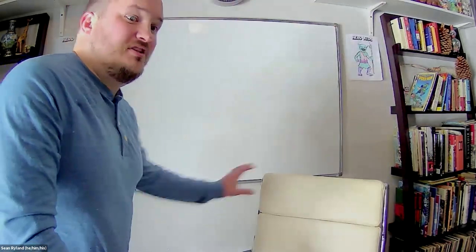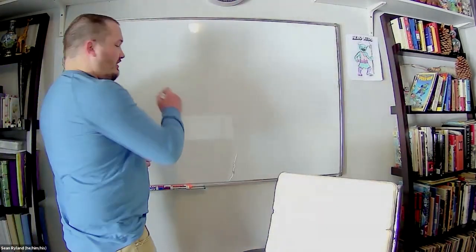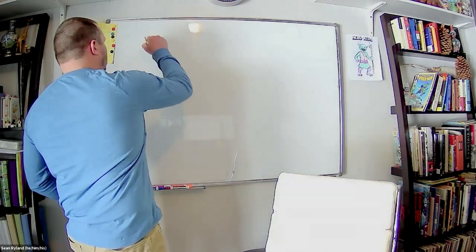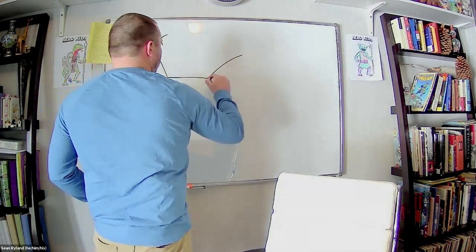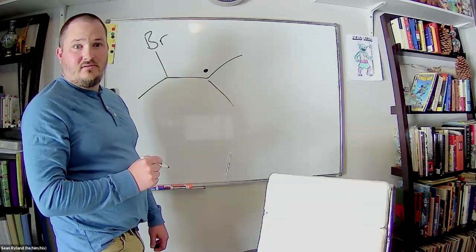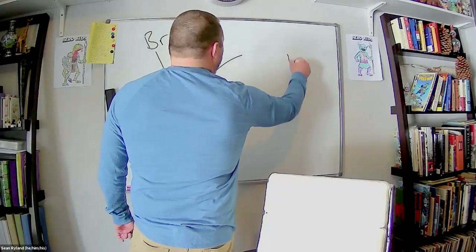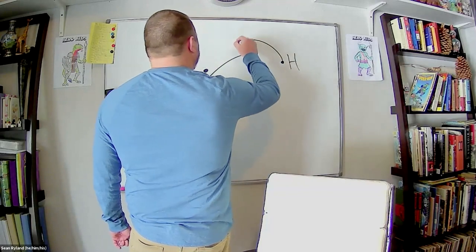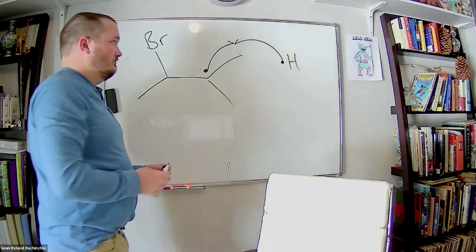This is the one they remember. The reason that this one goes anti-Markovnikov is because it pulls the bromine and makes the bromine bond first. So your termination step, you would still have a tertiary radical, but it would look like this. Terminate with a hydrogen, maybe? And so then it would be terminating with a hydrogen radical. That makes more sense.